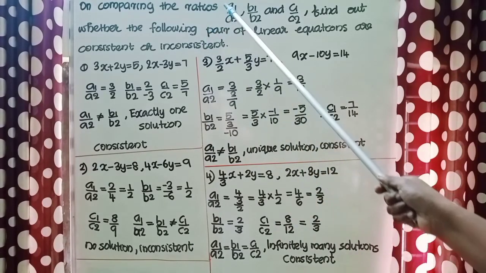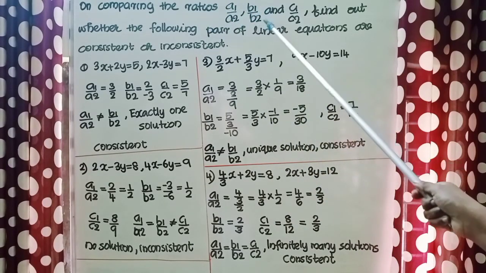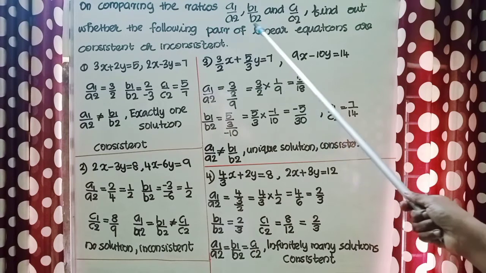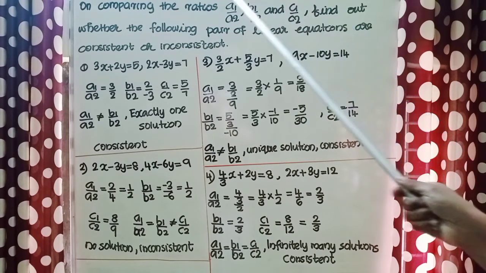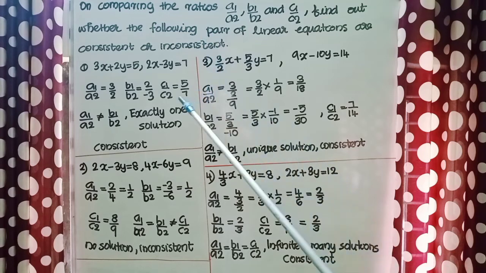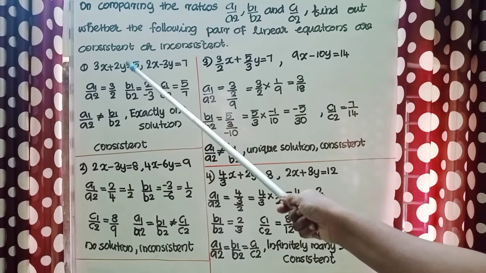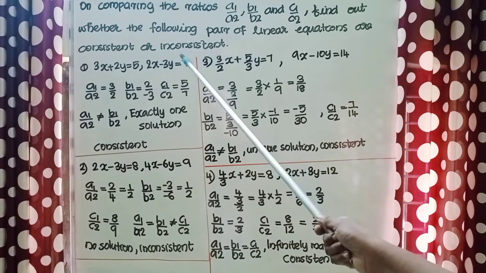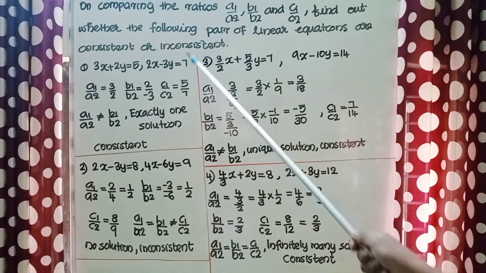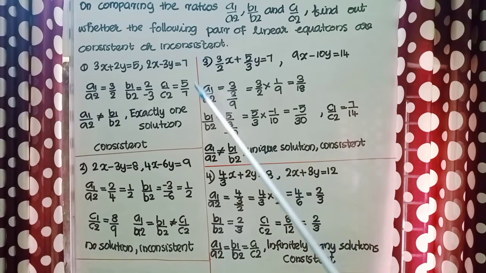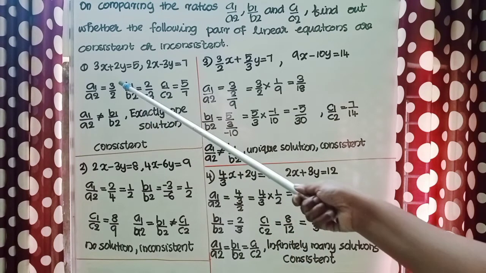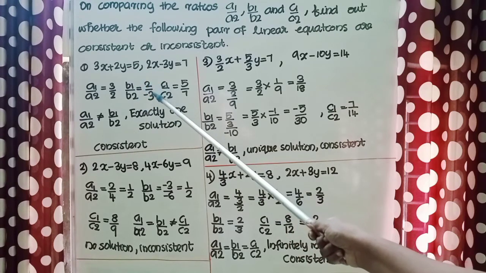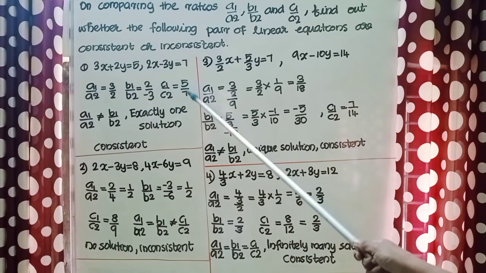On comparing the ratios a1 by a2, b1 by b2 and c1 by c2, find out whether the following pairs of linear equations are consistent or inconsistent. First question, 3x plus 2y equal to 5, 2x minus 3y equal to 7. Here you see in both equations c1 and c2 are on the right side of the equation. So let us compare the ratios. a1 by a2 equal to 3 by 2, b1 by b2 equal to 2 by minus 3, c1 by c2 equal to 5 by 7.